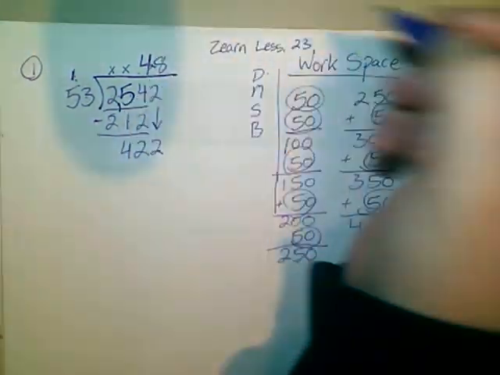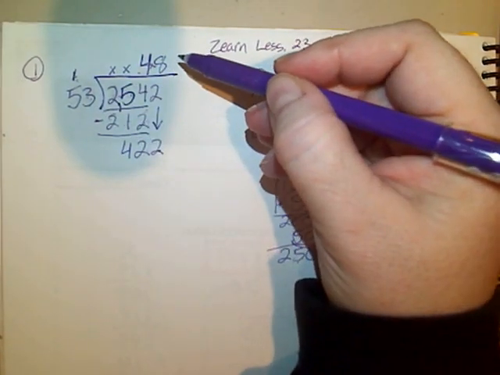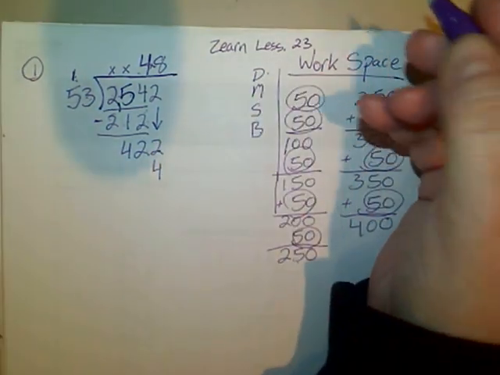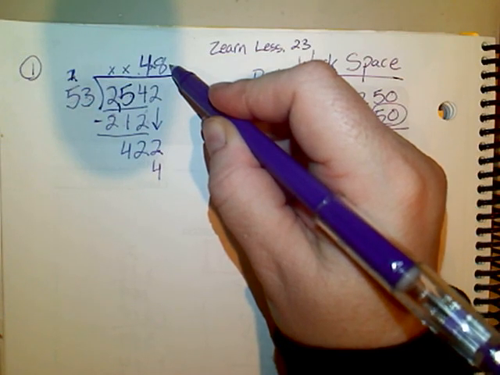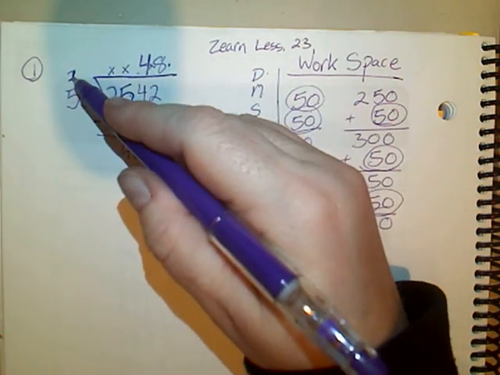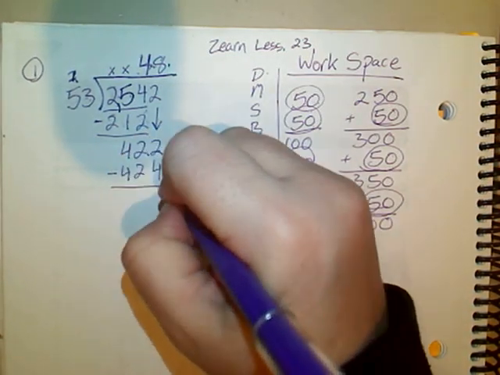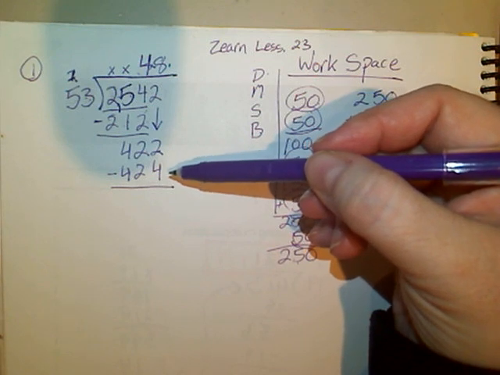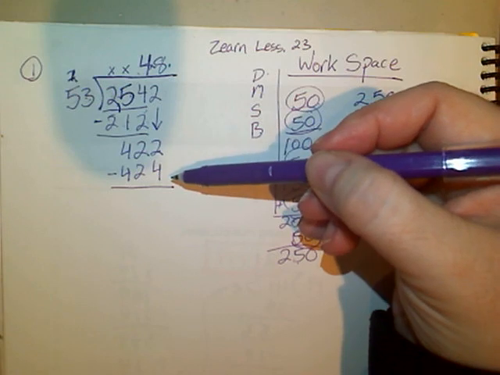Let's see. 8 times 3 is 24. Carry my 2 over here. 8 times 5 is 40. Plus another 2 is 42. What do you think? Let's evaluate. Do we like this? Or what is it telling us?